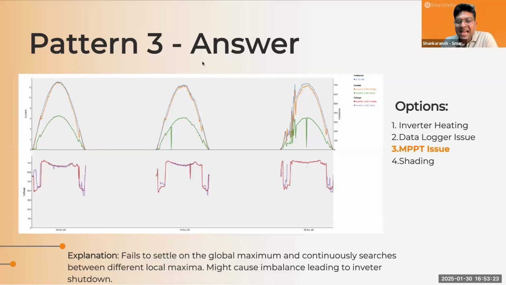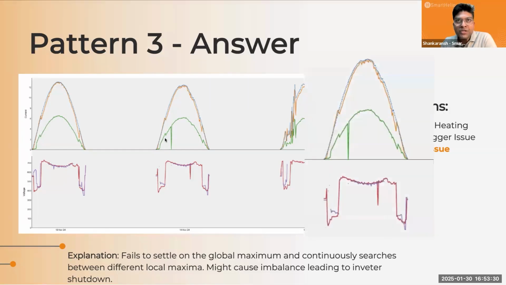Now, just looking at it won't be sufficient. What you actually need to do is to be able to track that the inverter or the MPPT fails to settle at the global maxima, and it continuously fluctuates between the local maxima to find a point where it can be stable. But this inverter, for some reason, or this MPPT, for some reason, is not able to do that. Yeah, so very rightly so.